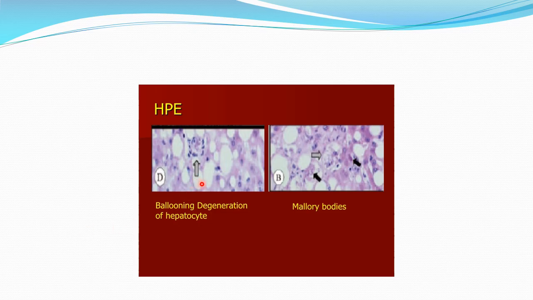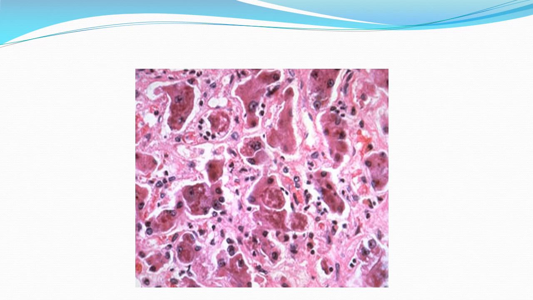This is the ballooning degeneration of the hepatocytes, and this pink material that is accumulating, that is the Mallory bodies. You will see it this way. These are the depositions of the pink cytokeratin filaments. These are the Mallory bodies. This is the Mallory body. All these depositions in the cytoplasm are the Mallory bodies.